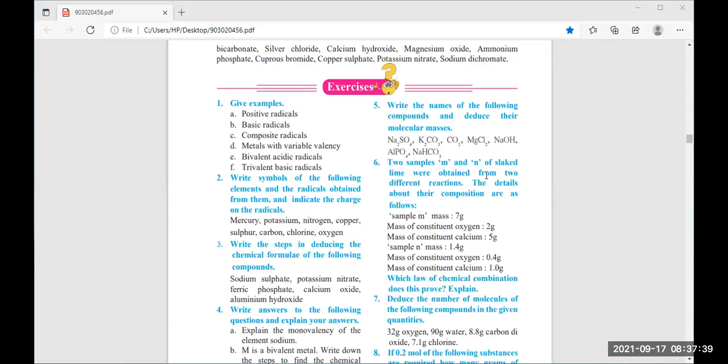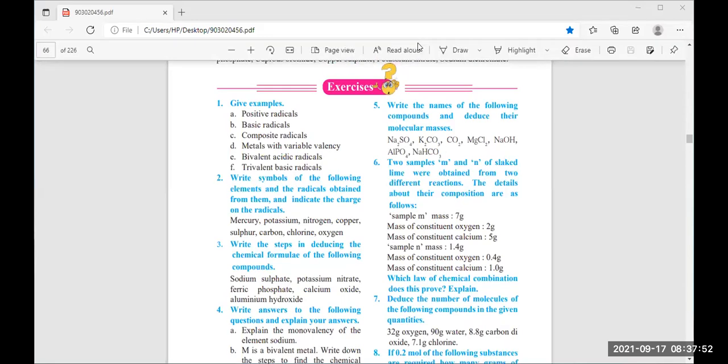So the next question there: write the names of the following compounds and reduce their molecular masses. So I'm going to continue it tomorrow. Okay, tomorrow we are going to complete this exercise. Okay, students, if anybody is stuck, you can ask me. Anybody having doubts? Yes or no?